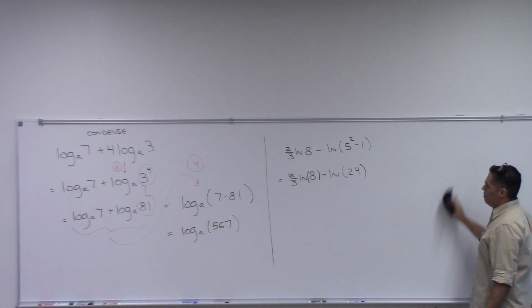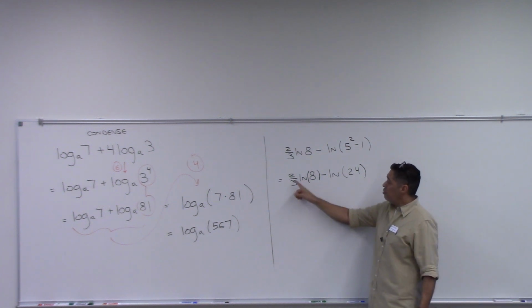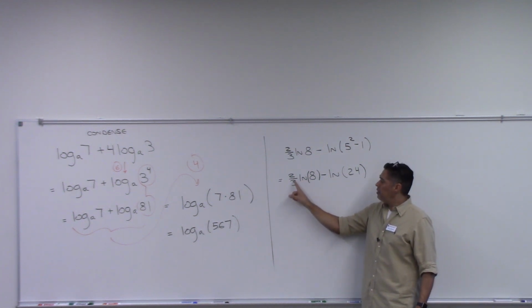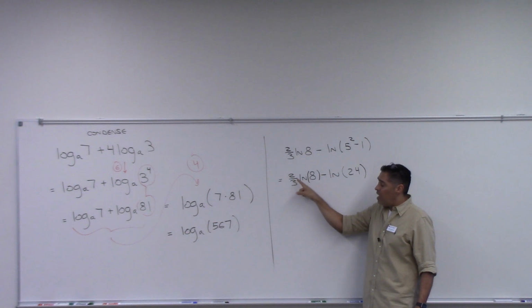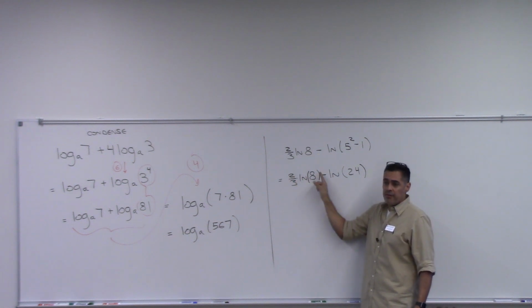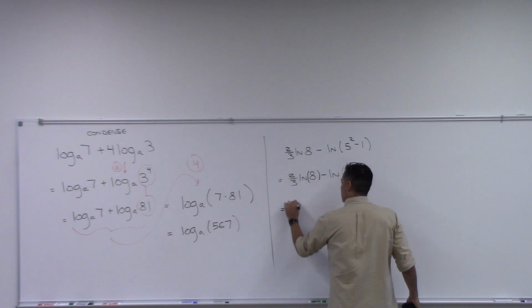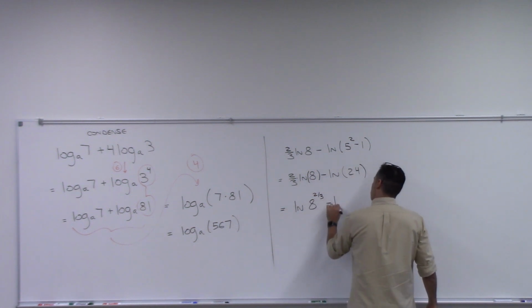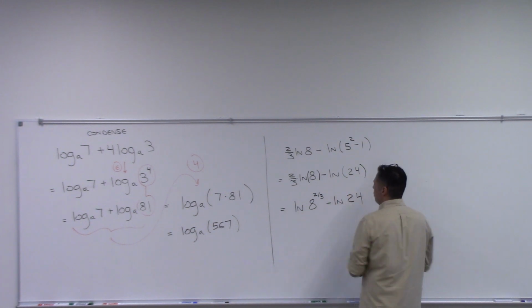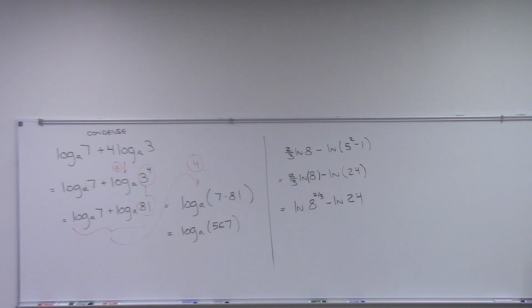All right, what do you want to do now? Okay, 2/3 first. 2/3, push it up. You can't do this yet, 2 logs into 1, because this is not just a single log. It's 2/3 of a log. You have to push the power to the top first. So this is going to be natural log of 8 to the 2/3 minus natural log of 24. I'm going to write it this way just so you can see the 2 different notations. They mean exactly the same thing.